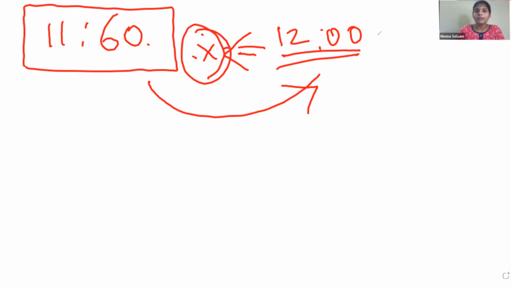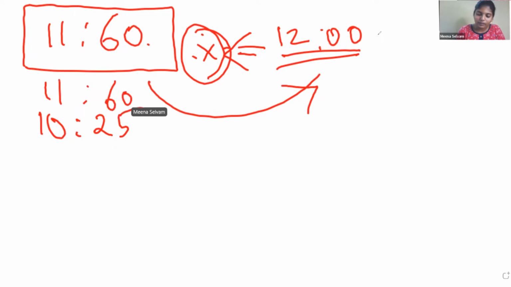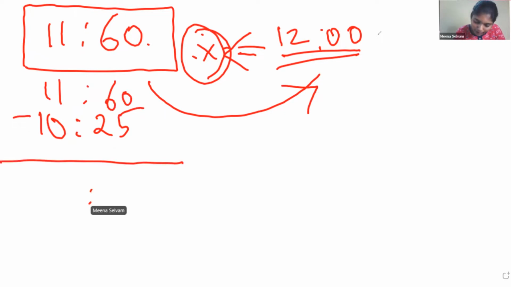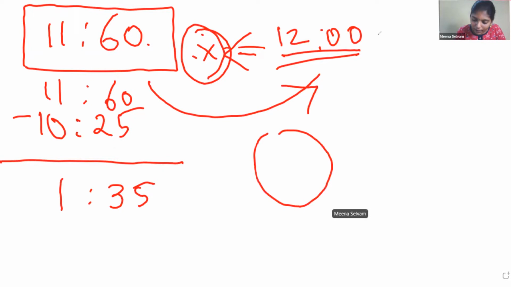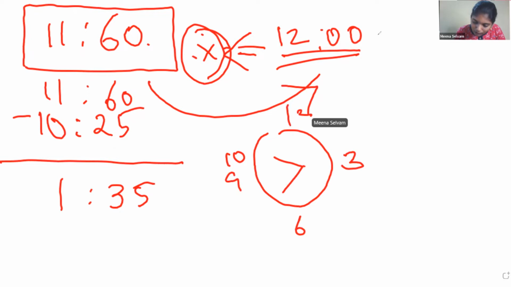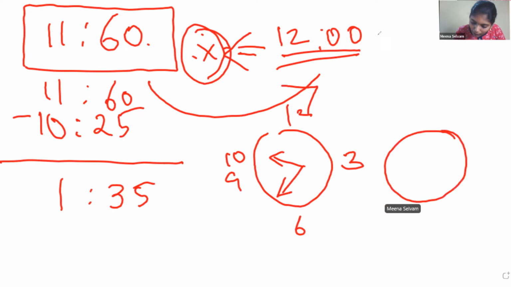When I write the time like this, it is easy for me to find the mirror image time. If it is 10:25, what is its mirror image? Simply subtract it from 11:60. If you subtract, you will get 1:35 as the mirror image time. So when the clock shows 10:35, with 10, 6, 3, 9, 12 marked, its mirror image timing will be shown as 10:25, right?